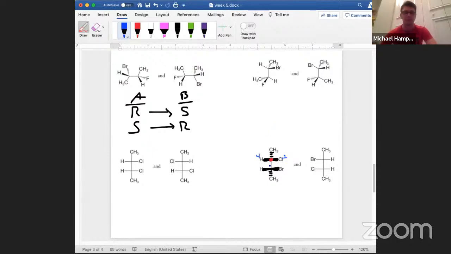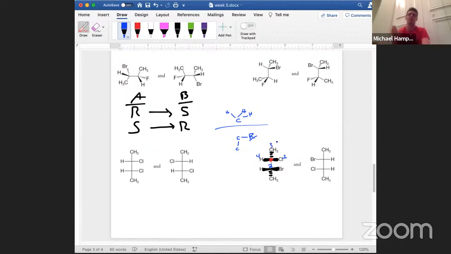Does anybody need me to explain why? All right, Cooper. So you have a carbon with 3 hydrogens, and you have a carbon with another carbon and a bromine. Which one has a higher overall atomic number? Top or bottom? The bottom one. All right, so that's 2. This would be 3.